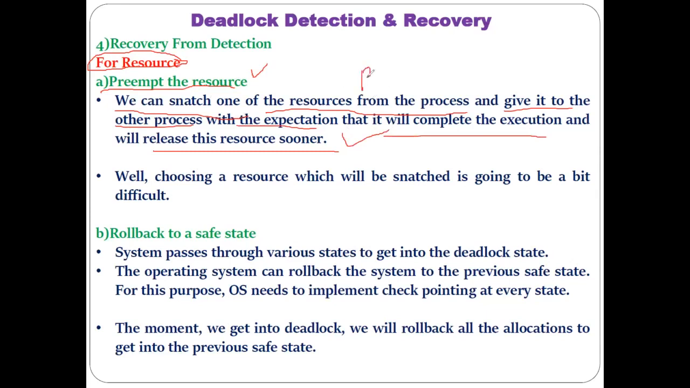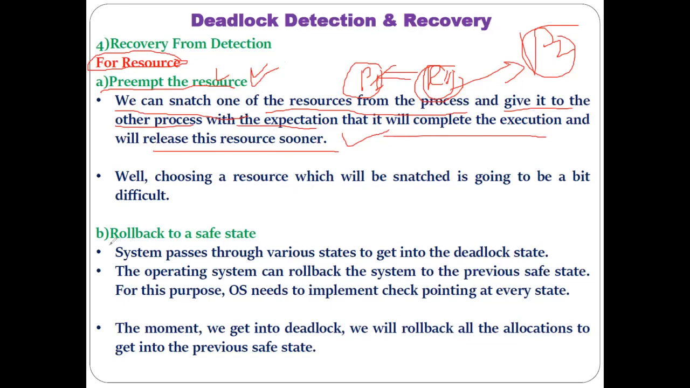For example, there is a process P1 to which resource R1 is allocated, and there is another process P2 which requires that resource R1. Preempting the resource takes R1 forcefully from P1 and gives it to P2. That is one way of recovering from the deadlock. Here it is difficult to decide which resource to choose while forcefully taking it from a particular process, but preempting the resource can give us a solution for recovery from the deadlock.